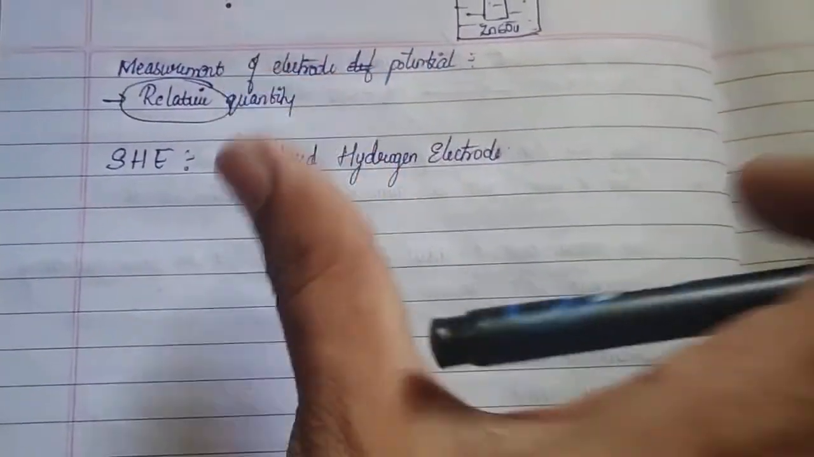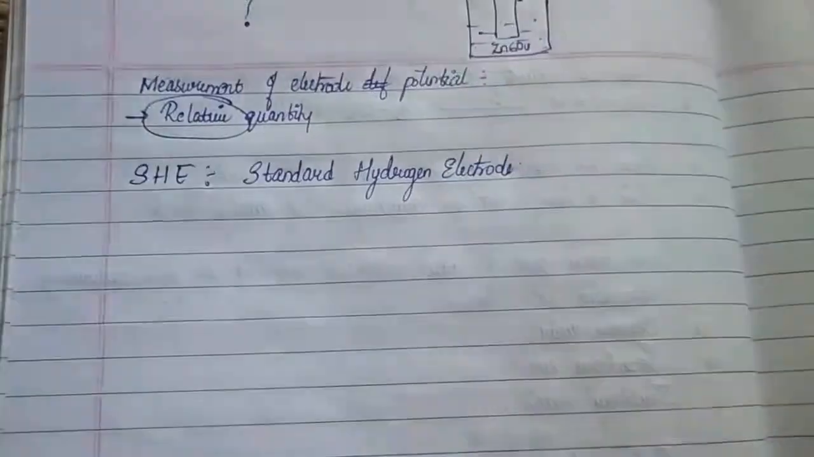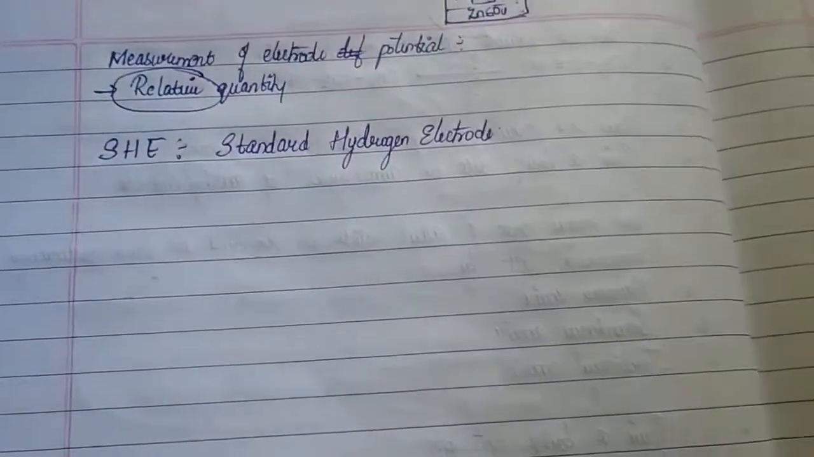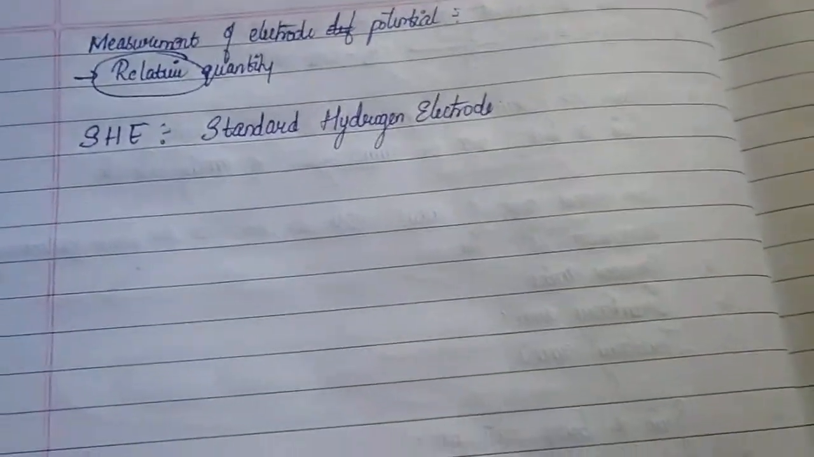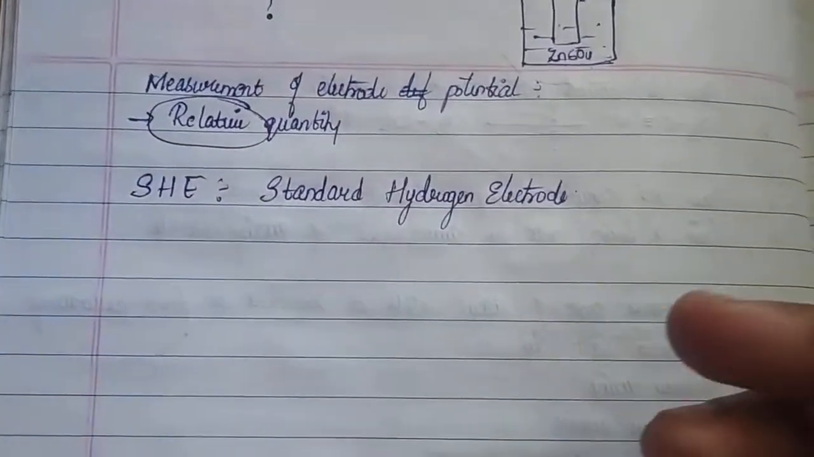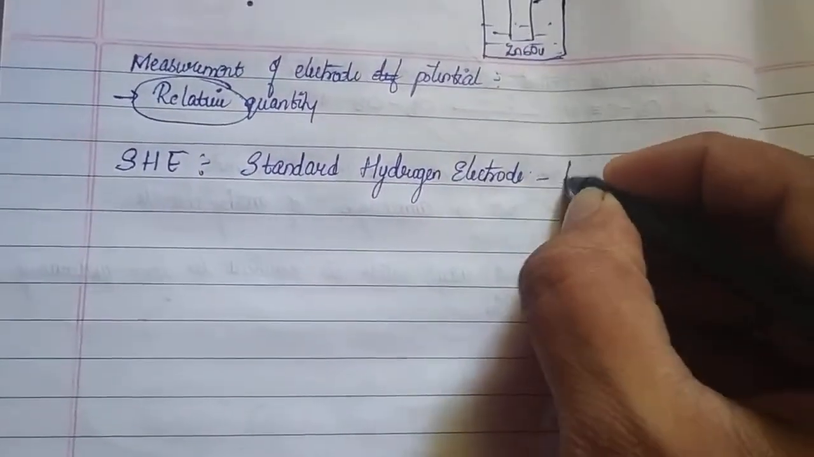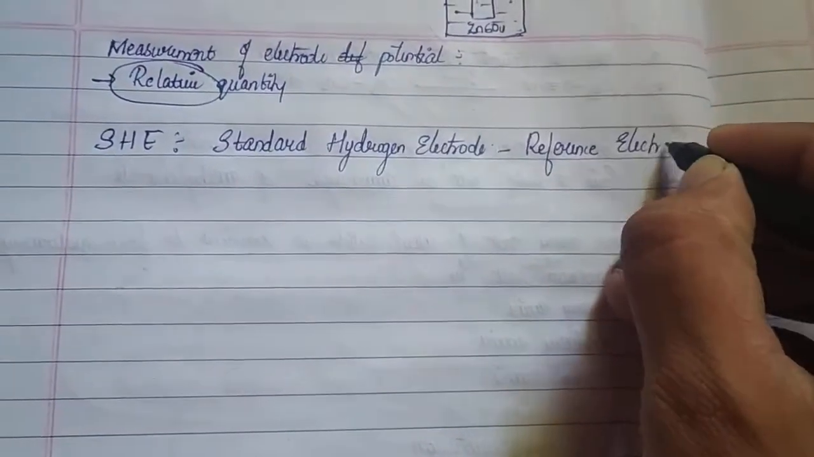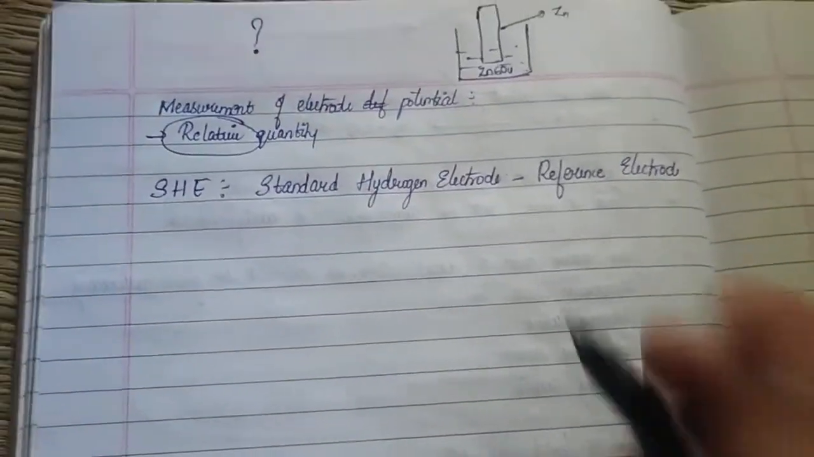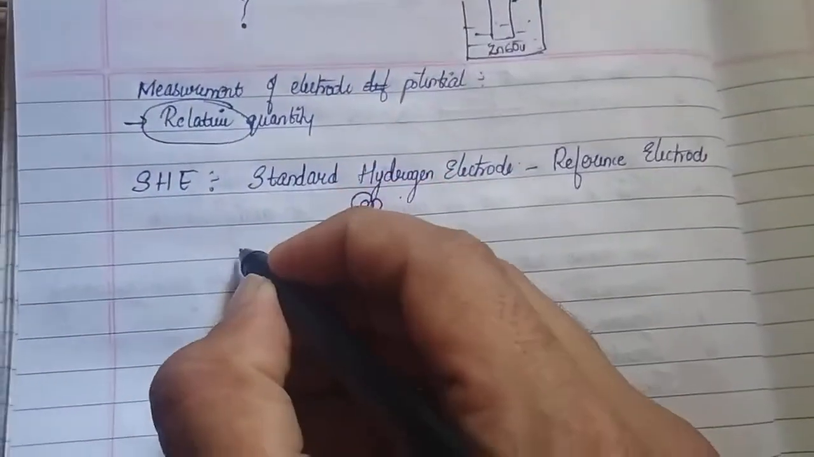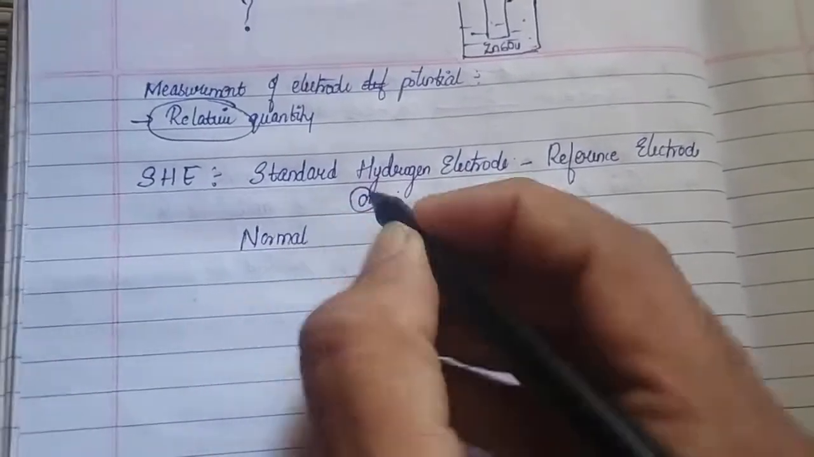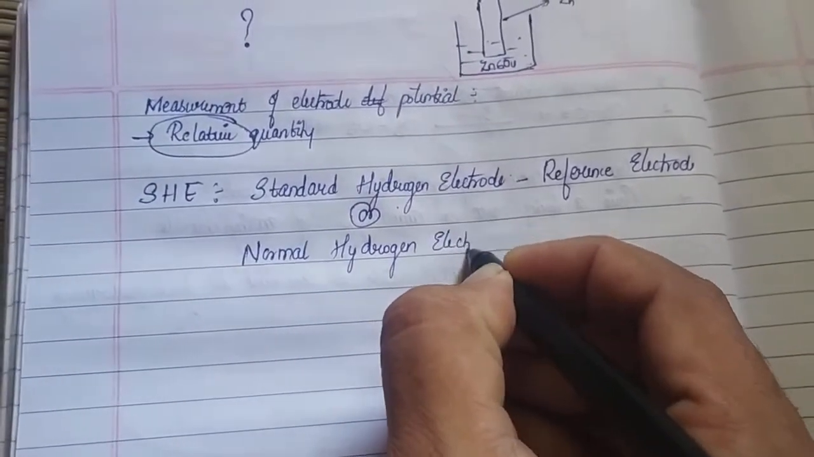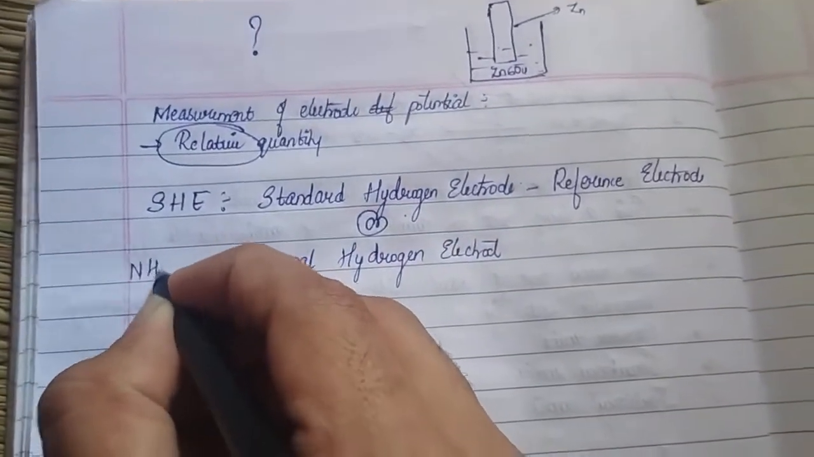So first of all, we'll get to know what is meant by the standard hydrogen electrode through its construction, what it contains, and then we will see how, by using this standard hydrogen electrode, you measure the electrode potential. Basically, the standard hydrogen electrode is what we call a reference electrode. If asked to give the name of the reference electrode, it could be the standard hydrogen electrode, or sometimes in some books they also call it the normal hydrogen electrode, which can be abbreviated as NHE.